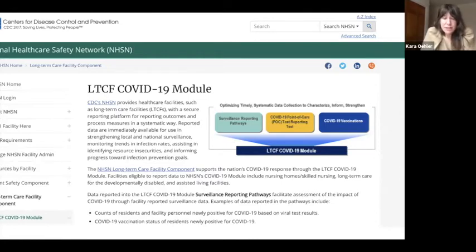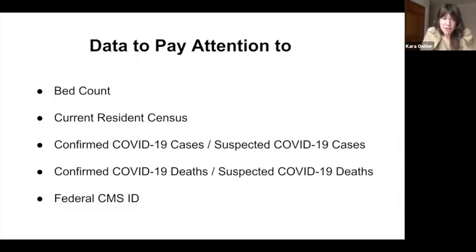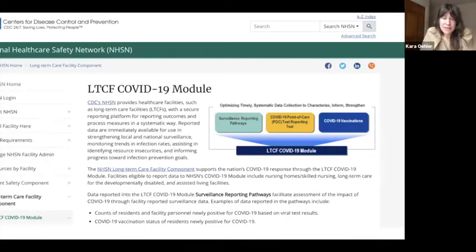The only data that's made public from this COVID reporting module is the nursing home data. And that's what you find in CMS. So, just an overview. Next slide.